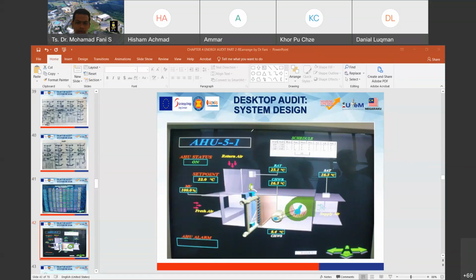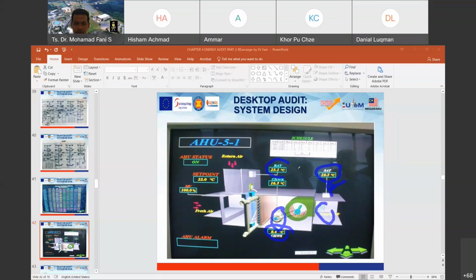Okay, this one is the image for the AHU. We have the motor here. The chill water supply from the chiller to the AHU is about 8.4. And this one is the supply air. The temperature for the supply air here is about 16.